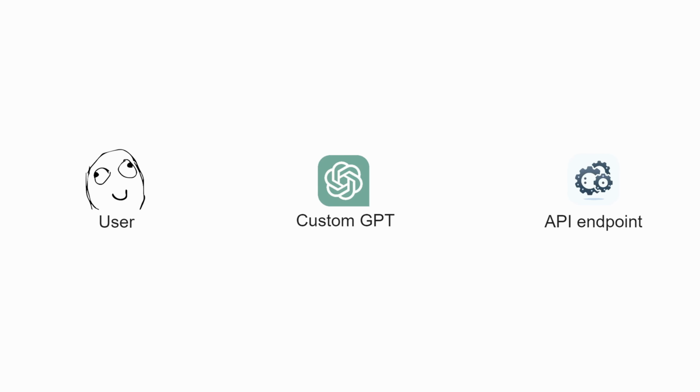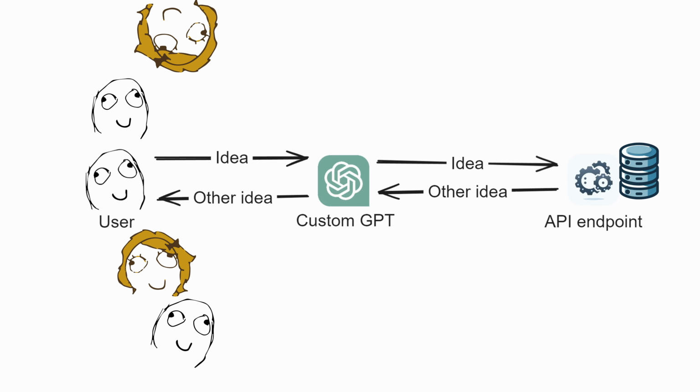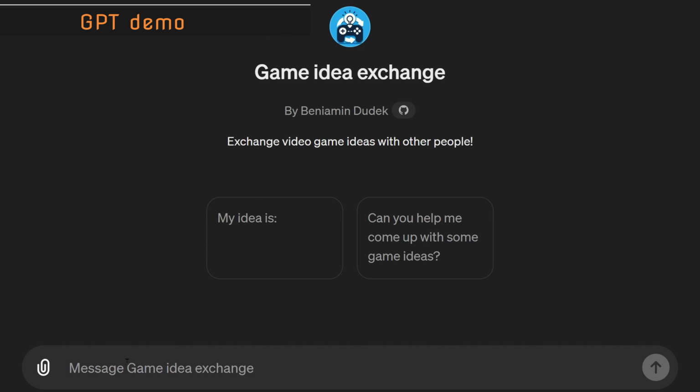We're going to create a simple GPT. It will act as a game idea exchange. You can give it a game idea, it will submit it to a database via action, and in response it will give you a random game idea, previously submitted by someone else. Consider it a multiplayer GPT. Here's what it looks like in action.